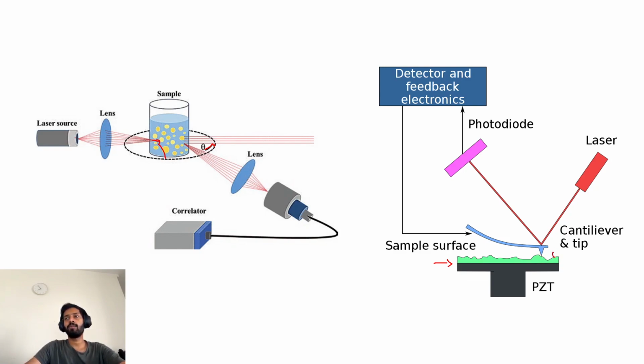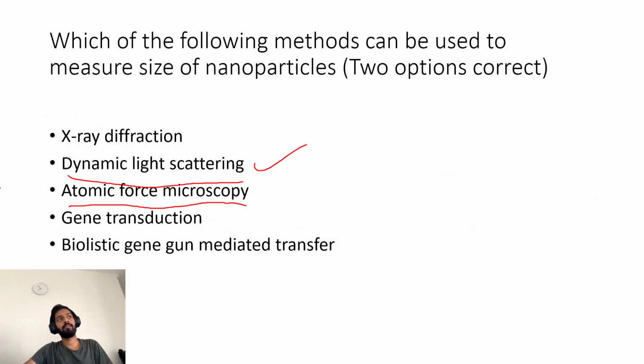So let's assume you have particles like this. Essentially you can measure the surface area of the particle. Or if you have a gold nanoparticle that's spherical, you can measure half the surface area of your gold nanoparticle. So that will give you the size of the particle. So both dynamic light scattering and atomic force microscopy can be used to measure the size of the nanoparticles.